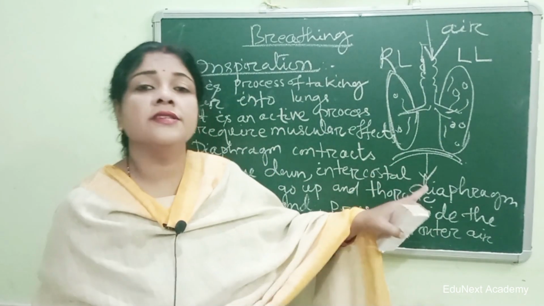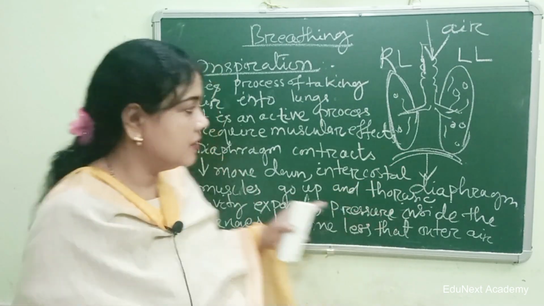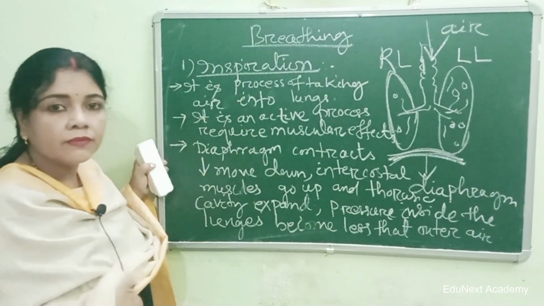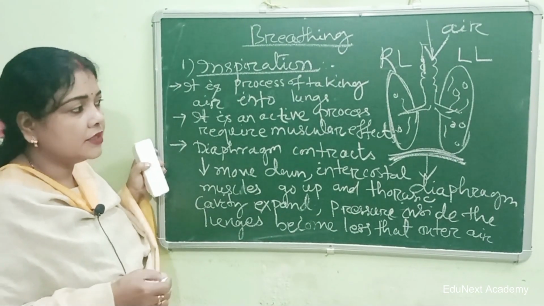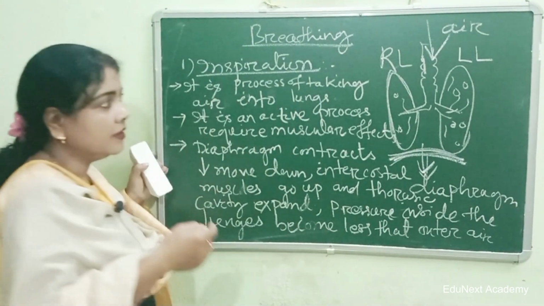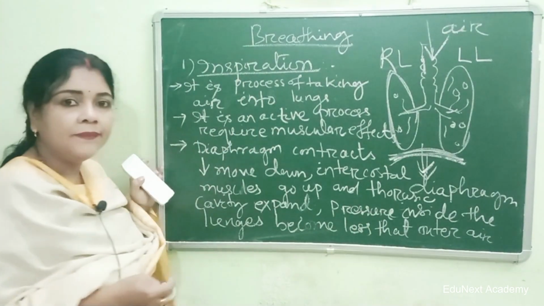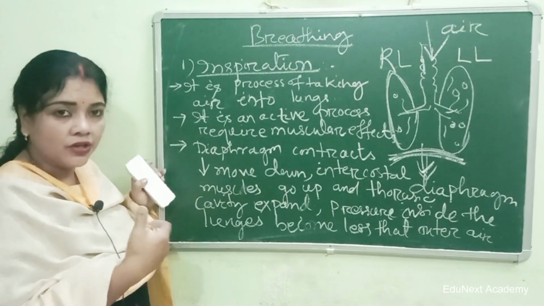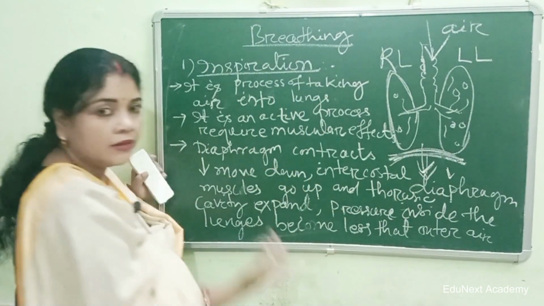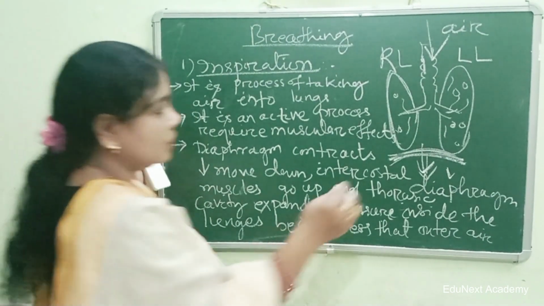Which muscle is responsible for taking the air inside our lungs? This muscle is the diaphragm. That diaphragm is present below our lungs. It contracts during the inspiration process. Basically these muscles contract and go downward.